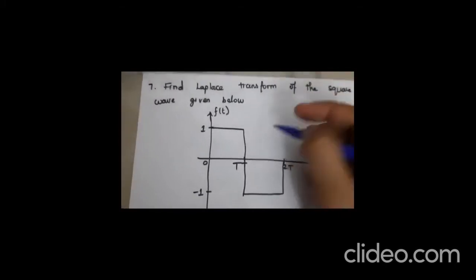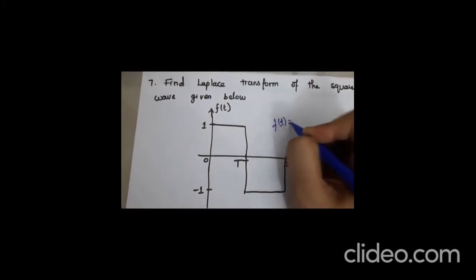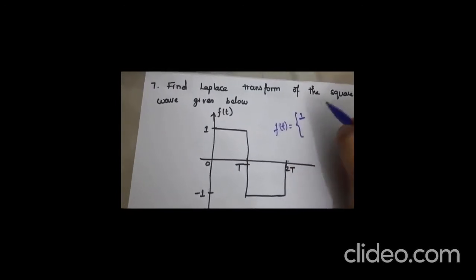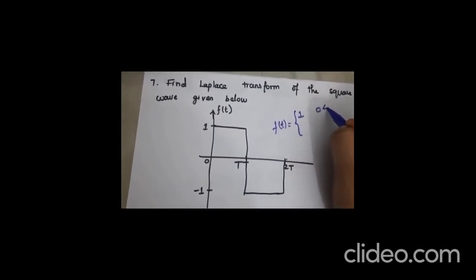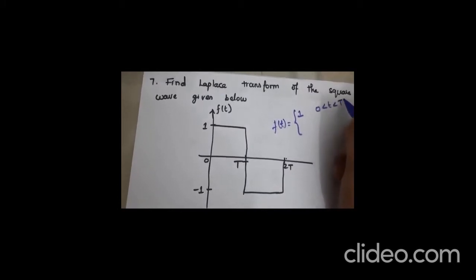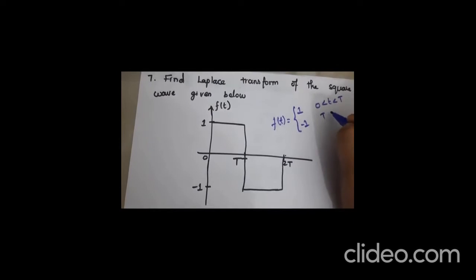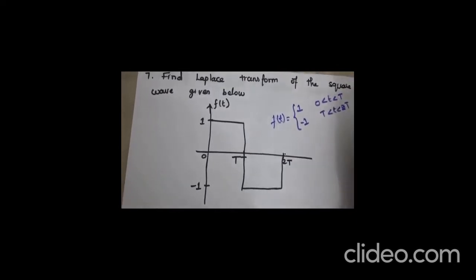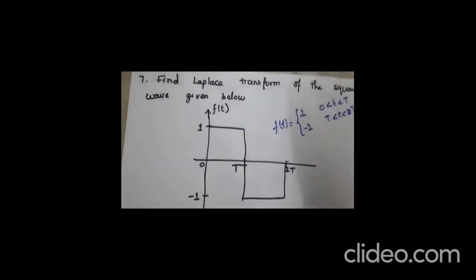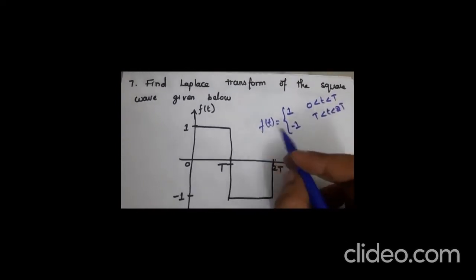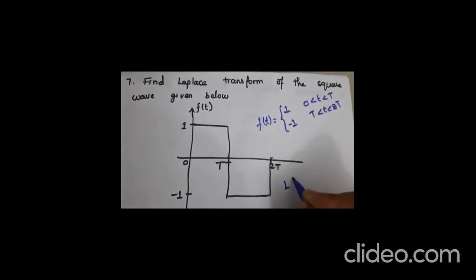Write the function of this square wave. The square wave is 1 for the time period 0 to t, and minus 1 for the time period t to 2t, and this is the function equation of the signal. Next we have to find the Laplace transform of this f of t.